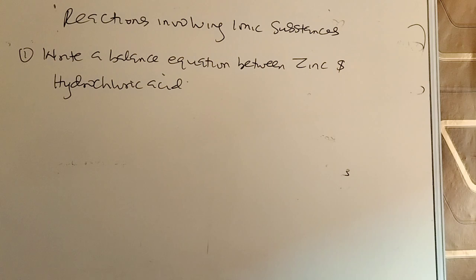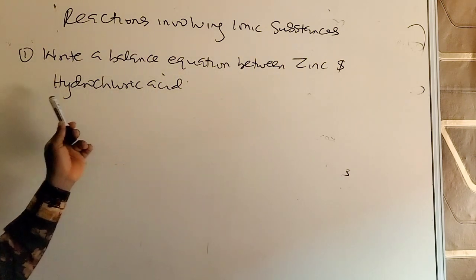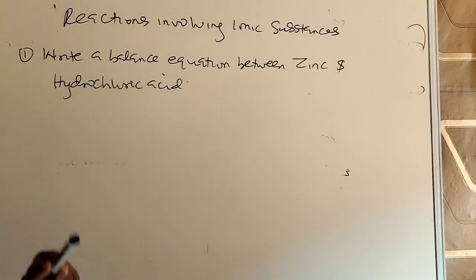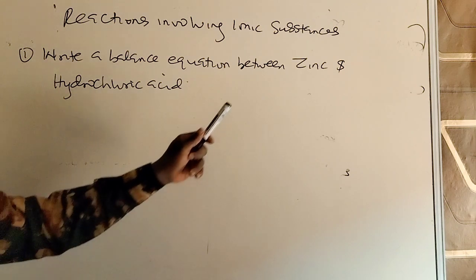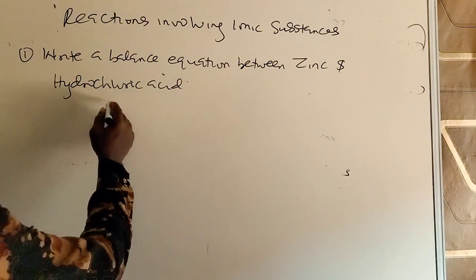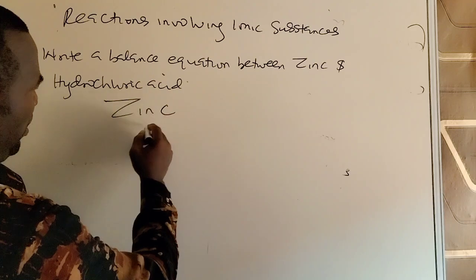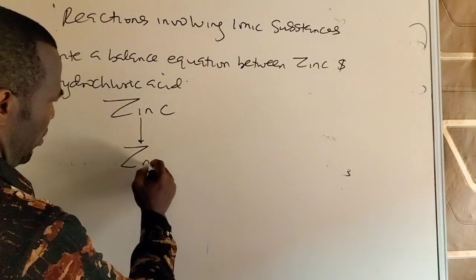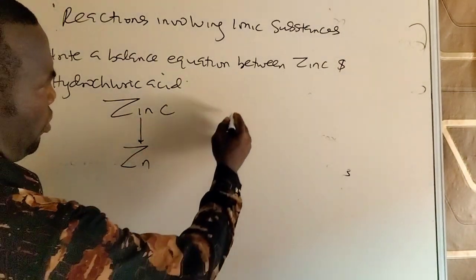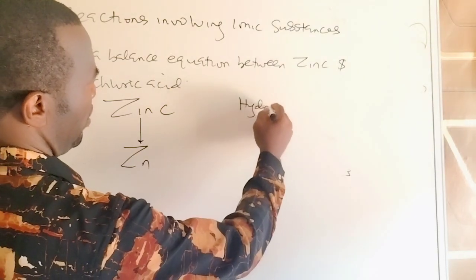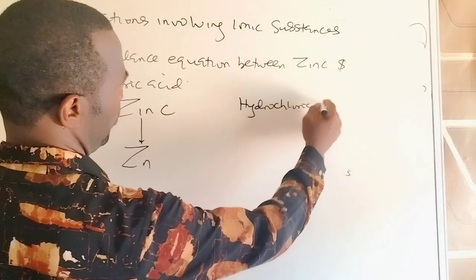So we have an example: a reaction involving ionic substances. An example there is: write a balanced equation between zinc and hydrochloric acid. The substances are mentioned for you, zinc and hydrochloric acid, and these are the reactants. You find the product yourself. Zinc is an element, so you write the reactant with the element symbol Zn. The other reactant is called hydrochloric acid. An acid is a compound.